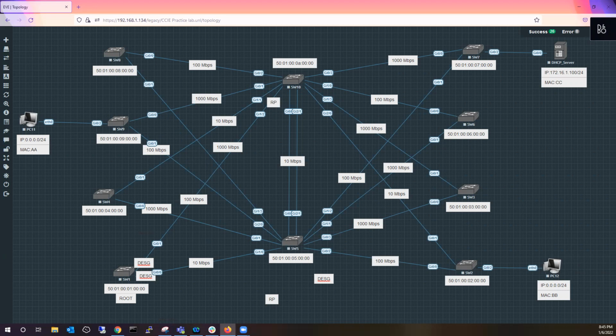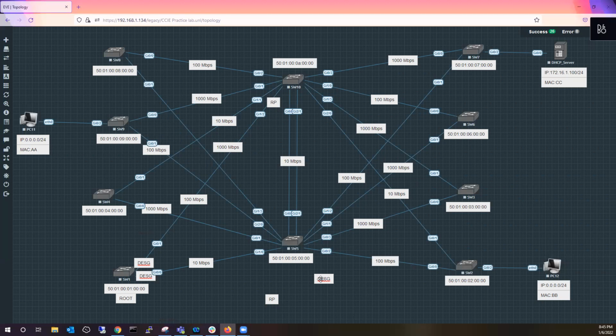Will it be G1/0? Why? It's the only connection to the root bridge. Yeah, it's the only connection to the root bridge. The other side is the designated port. That's not a good reason. The cost is 100.